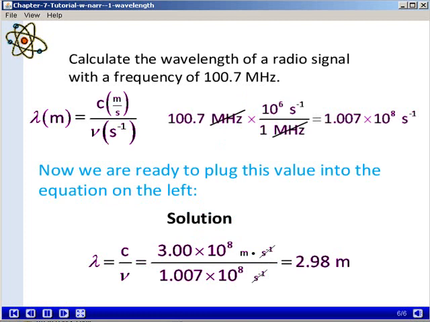And then plugging that into our equation for lambda, along with the value for the speed of light, which is a constant, notice that the units cancel out to give us units of meters, which is consistent with a wavelength in meters. That gives us a wavelength of 2.98 meters.